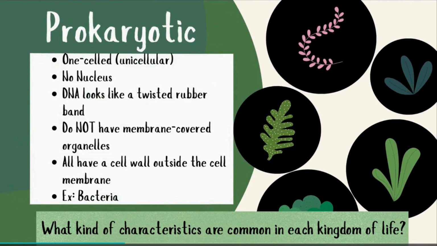Prokaryotic cells are unicellular organisms. They do not have a nucleus inside their cell. A nucleus is usually defined, or an analogy would be, it's kind of like the control center or the brain of the cell. So prokaryotic organisms are simple organisms, and they do not have a nucleus. Their DNA looks like a twisted rubber band. They do not have any membrane-covered organelles, and they have a cell wall outside of the cell membrane. Examples of these would be bacteria.